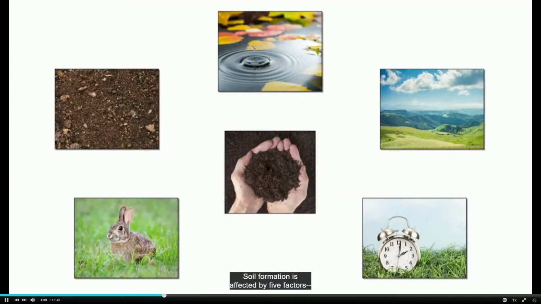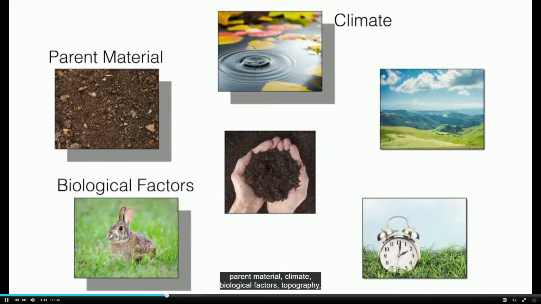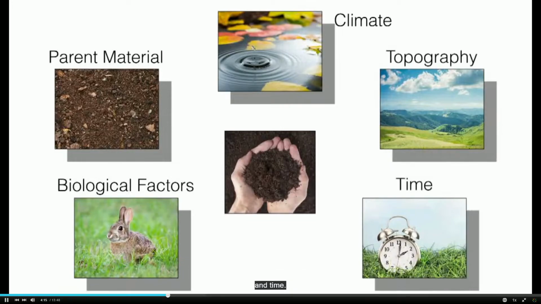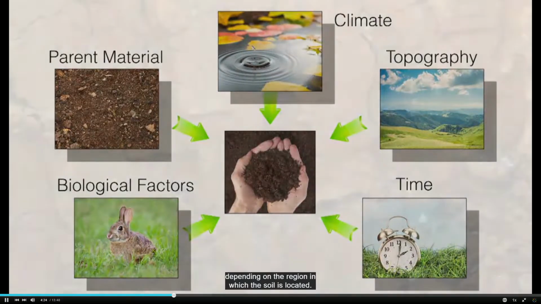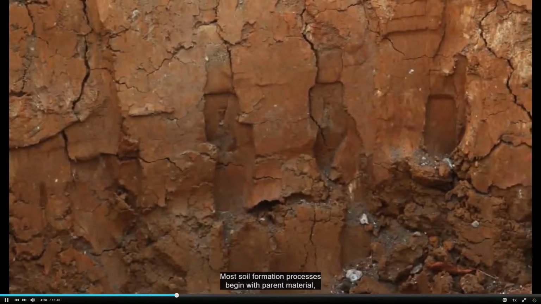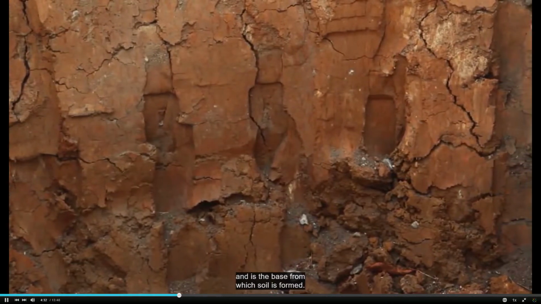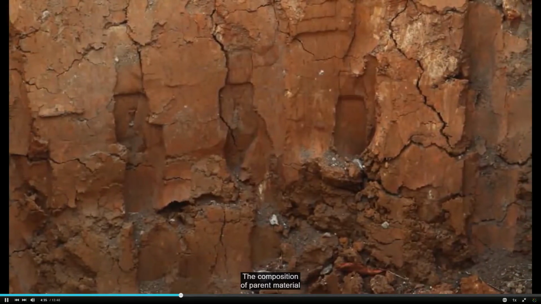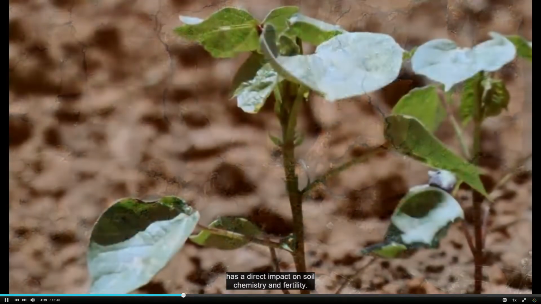Soil formation is affected by 5 factors: parent material, climate, biological factors, topography, and time. These factors each interact with one another and play different roles in the soil-forming process, depending on the region in which the soil is located. Most soil formation processes begin with parent material, which is comprised of various mineral materials and is the base from which soil is formed. The composition of parent material has a direct impact on soil chemistry and fertility.